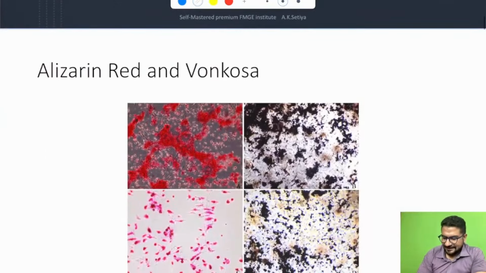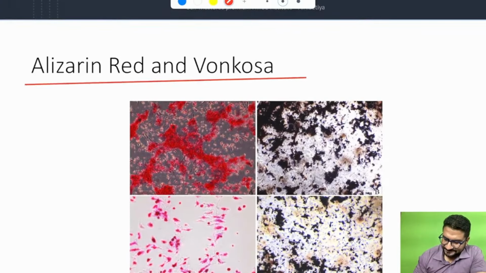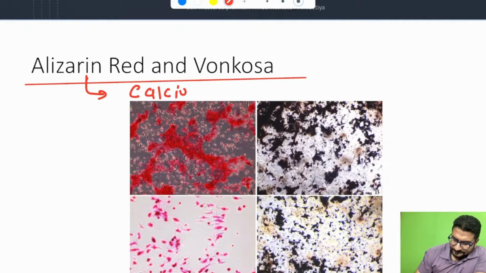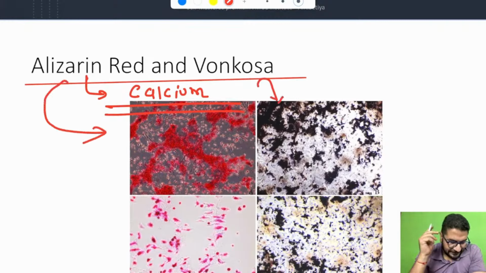Okay, coming to alizarin red and von Kossa. You can see this red color is alizarin red and von Kossa. So these are the two stains. Tell me, what are they used for? These two stains, alizarin red and von Kossa, are used to stain calcium. The red one is alizarin red and the black one is von Kossa. What are these stains used for? Anyone? Madan, Daksh, Anna, Ahmed Wali Sheikh. So yes, these are for calcium.